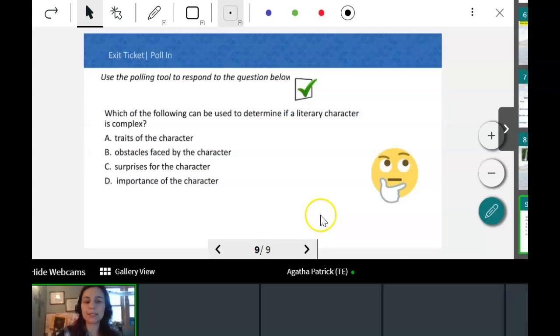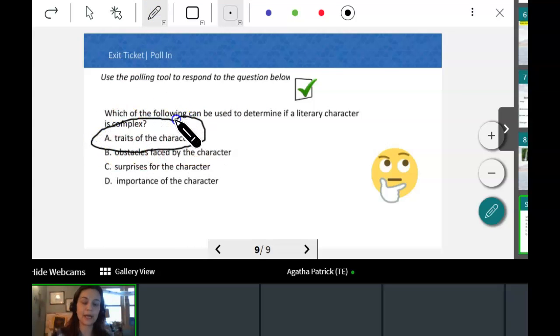Wonderful. All right, last question of the day to exit out our lesson on flat versus round characters. Which of the following can be used to determine if a literary character is complex? A, the traits of the character, B, obstacles faced by the character, C, surprises by the character, or D, importance of the character. Go ahead and put your answer in the poll. Give you about 30 seconds to answer that. All right, you guys, remember, if you said A, you would be correct. It's the traits of the character.